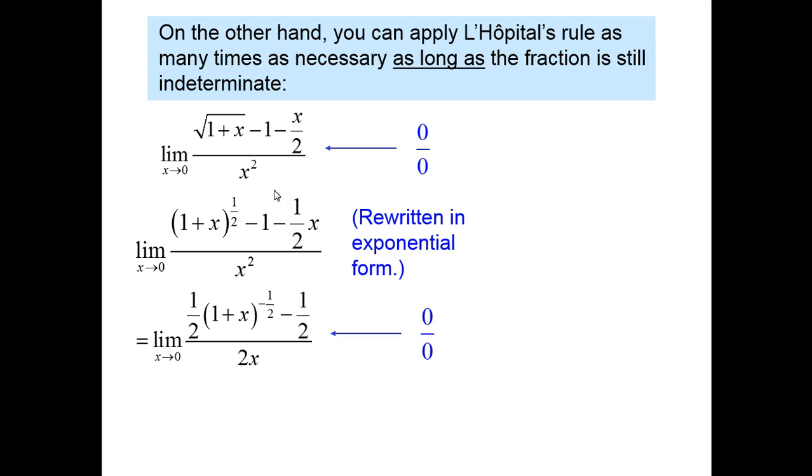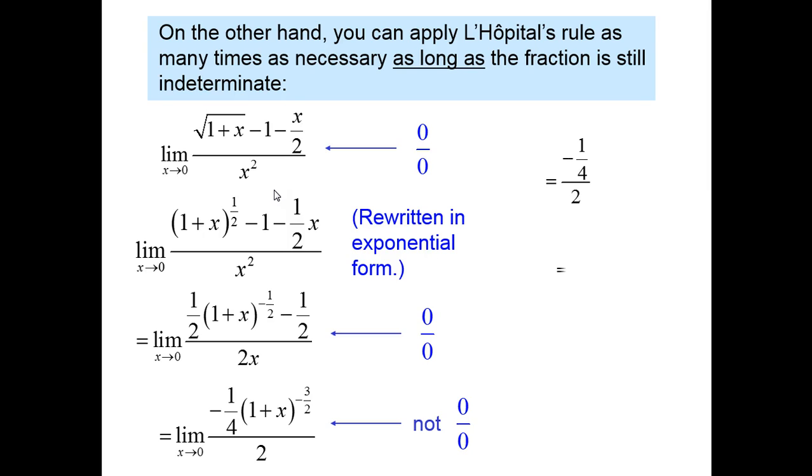So we can apply L'Hopital's rule again, and we get this expression. Now this time, if you substitute 0 in for x, you get a negative 1/4 on top, and a 2 on the bottom. Of course, that's not indeterminate, that's negative 1/8. So that's our limit.